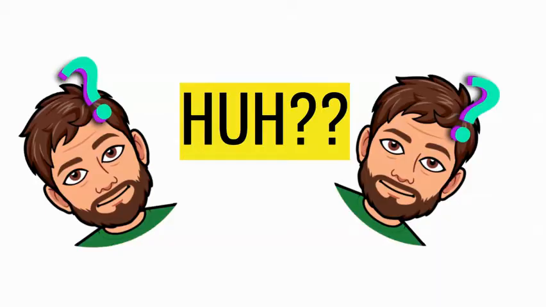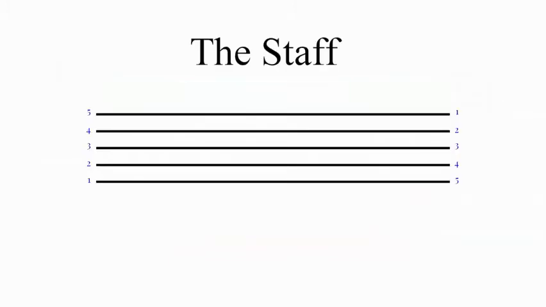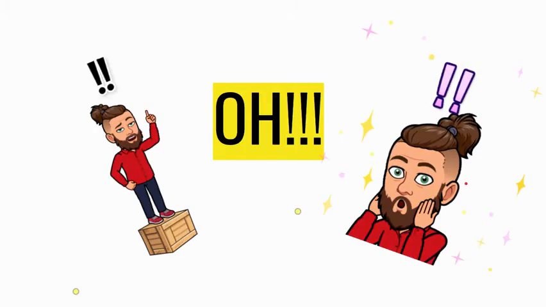What is our staff? Our staff is a group of 5 lines. We can count them from top to bottom or from bottom to top. What does this mean for us? So looking here, we have our example. We have our 5-line staff starting from the bottom: 1, 2, 3, 4, and 5. And on our other side here, we can do that in reverse, starting from the top: 1, 2, 3, 4, and 5. So that is our 5-line staff.